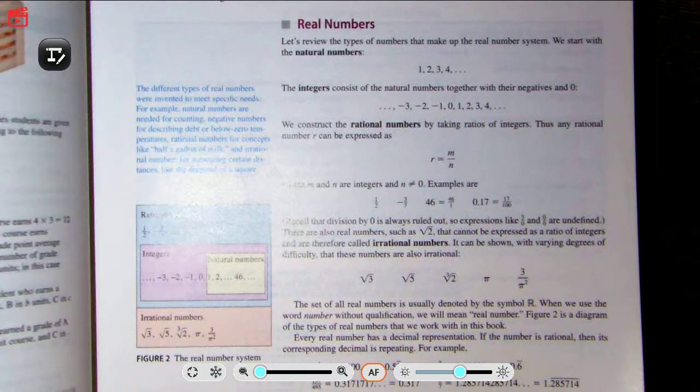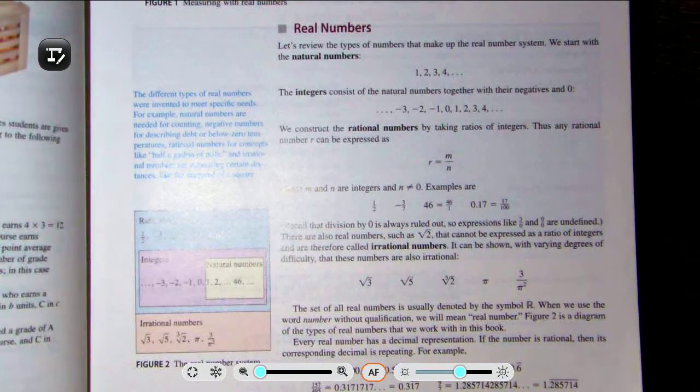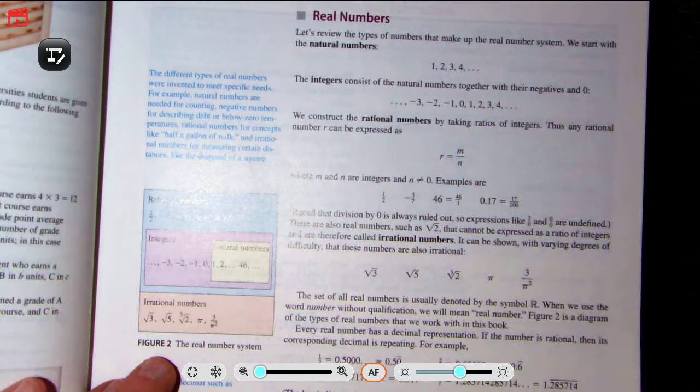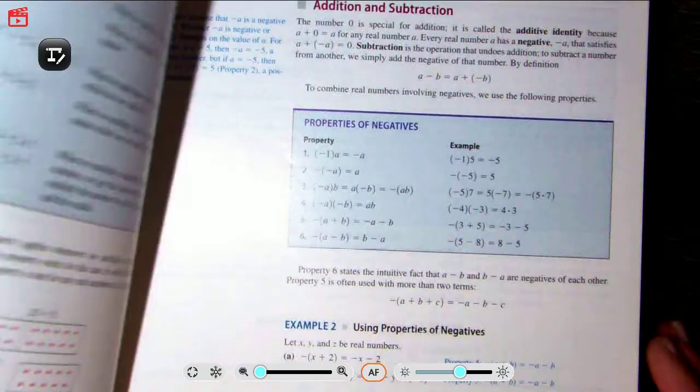In the second section, we talk about real numbers, positives, negatives, and things of that nature. So make sure you go through that. Also, we remind ourselves of some of the properties that we have, and this is some of the things you may be a little rusty on.